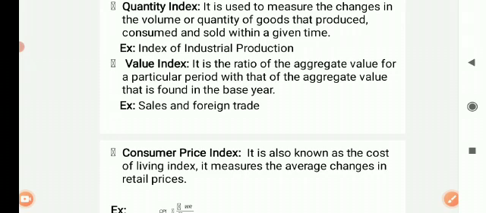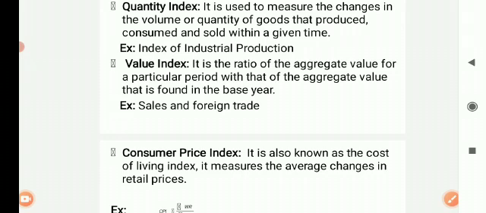Now look at the third one, that is value index. It is the ratio of the aggregate value for a particular period with that of the aggregate value found in the base year. Here in value index, we are able to understand the index numbers with the help of value of a commodity. Value is nothing but price of the commodity. What was the value of the commodity earlier and what is at present. The differences between these two values can express the percentage change in the value of a particular commodity over a period of time. That we can understand with the help of value index.